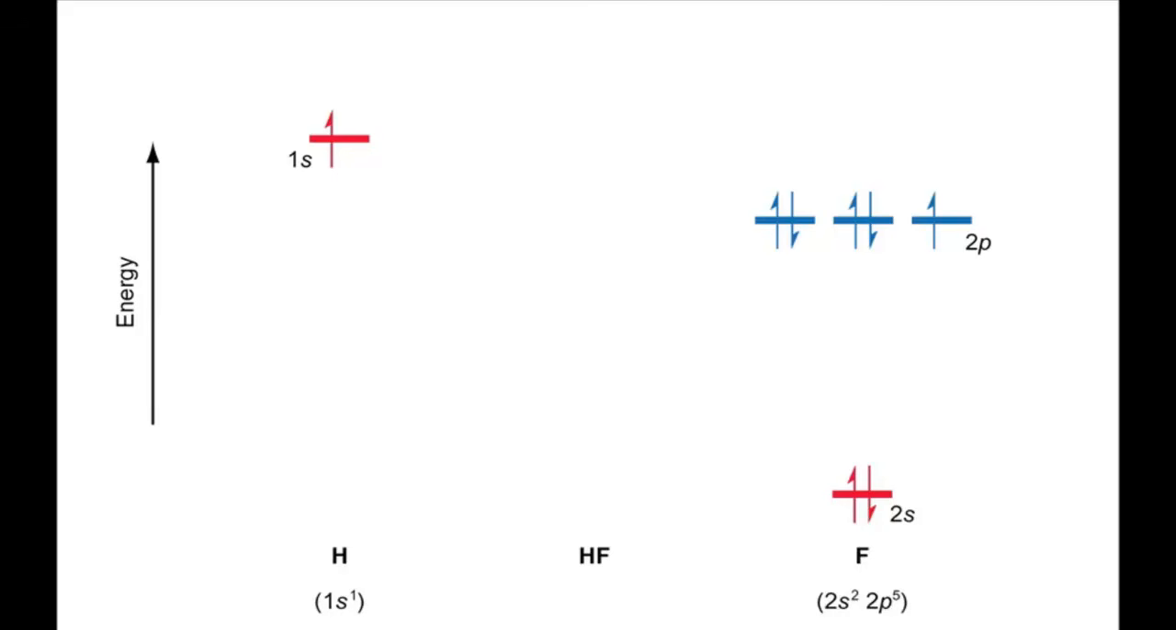relative energies. To decide this, think about the electronegativities of the two atoms. Fluorine is more electronegative than hydrogen, so holds on to its electrons more tightly. This means that the fluorine 2p orbital is lower in energy than the hydrogen 1s orbital. The energy gap between the hydrogen 1s orbital and the fluorine 2s orbital is very large, and as a result, there's essentially no interaction between them, despite them having the correct symmetry to interact.